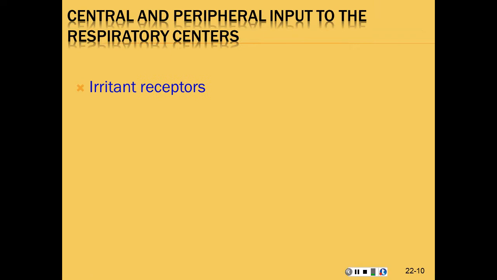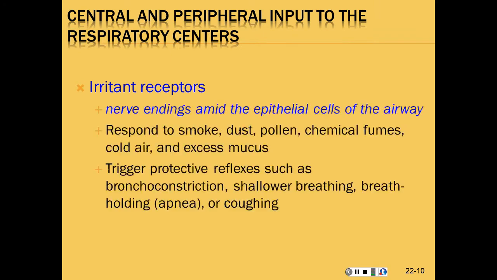Then we have the irritant receptors. They're nerve endings amid the epithelial cells of the airway, and they respond to smoke, dust, pollen, chemical fumes, cold air, and excessive mucus. And they're going to transmit signals to the DRG, that in turn initiates protective reflexes such as bronchoconstriction. How do you remember what bronchoconstriction is? Where the bronchi contract, or they get smaller, or they start to close up a little bit. Also shallow breathing, breath holding, which is apnea, or coughing.